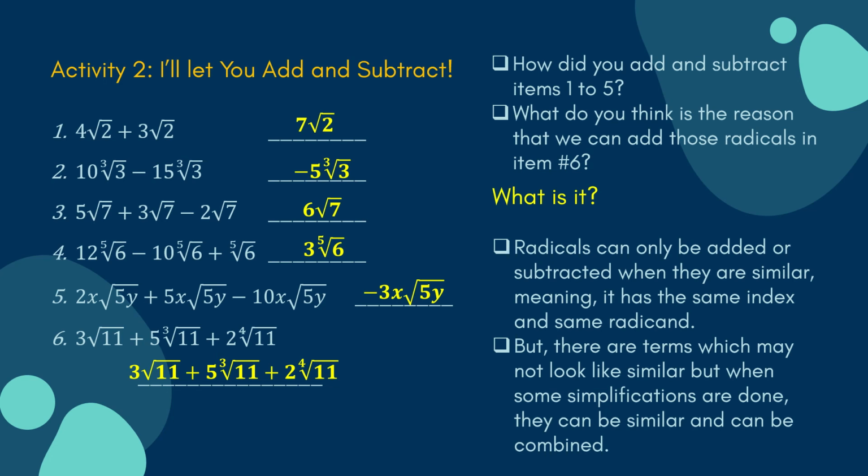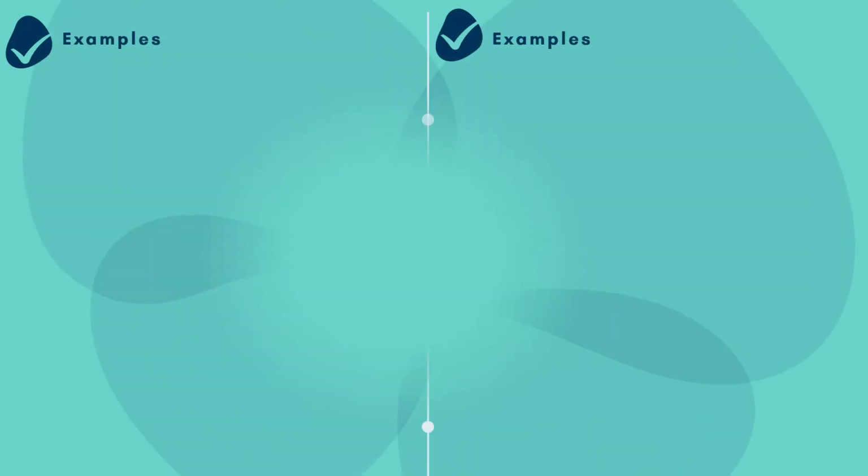So what is it? Radicals can only be added or subtracted when they are similar, meaning it has the same index and same radicand. But there are terms which may not look like similar, but when some simplifications are done, they can be similar and can be combined. Sabi na kung di sa barag index, okay, there is a way. So what should be done?